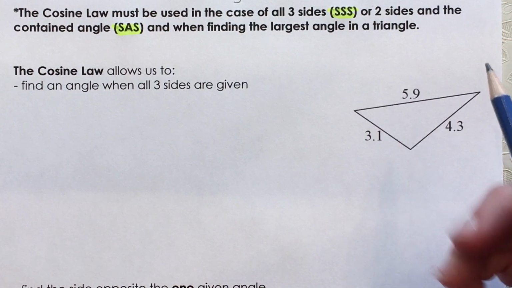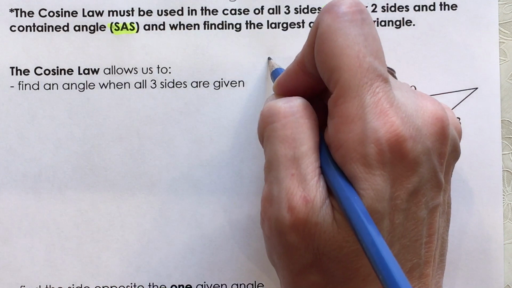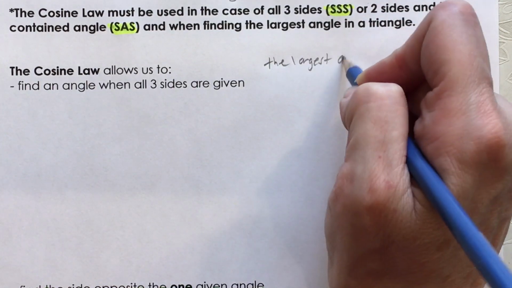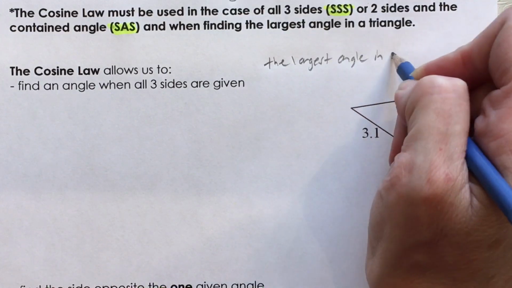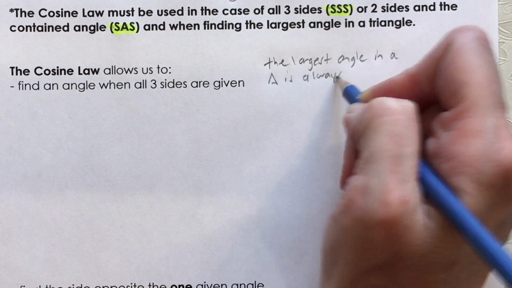So the other thing to notice is that if you think about it logically, the largest angle in a triangle is always between the two shortest sides.